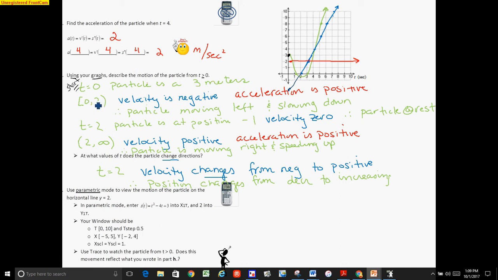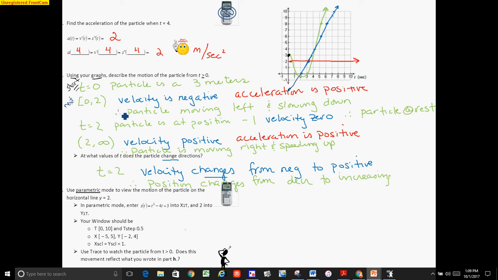So from 0 to 2, velocity was negative, but acceleration was constant, and it was constantly positive. That was all happening from this time period. So the next thing that happened was from 0 to 2 seconds, the velocity was always negative, and the acceleration was always positive.